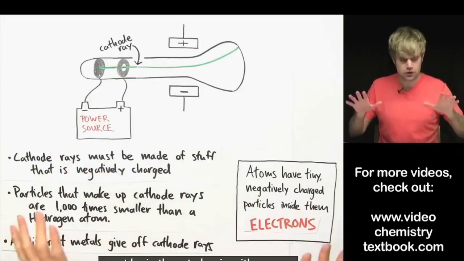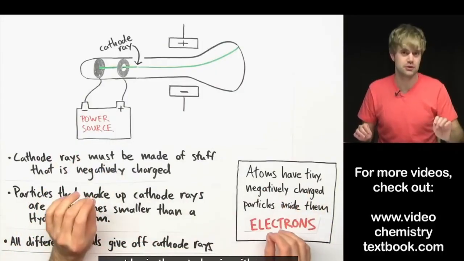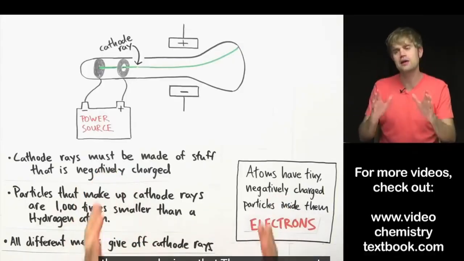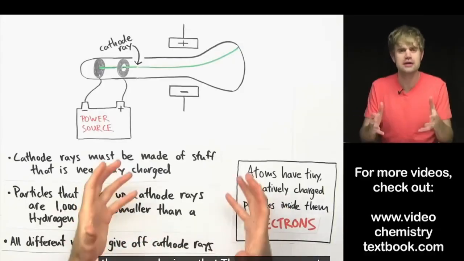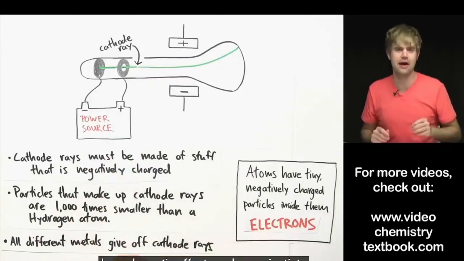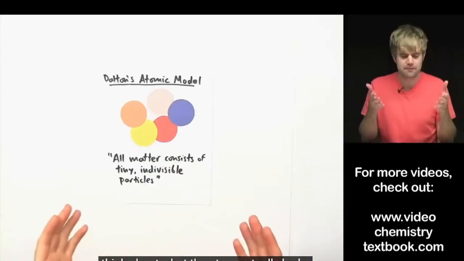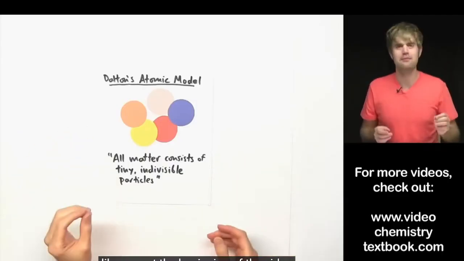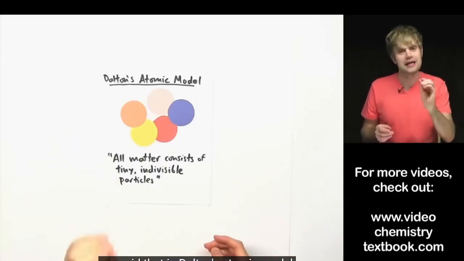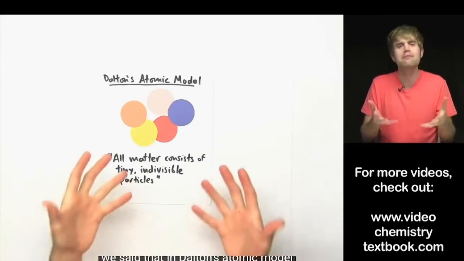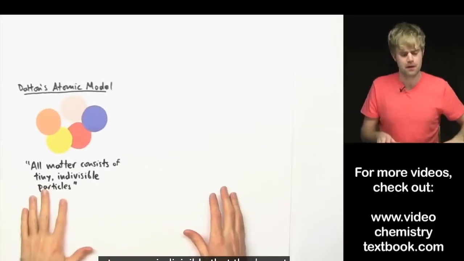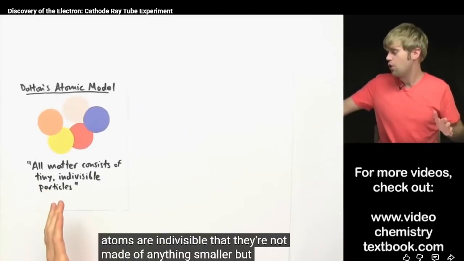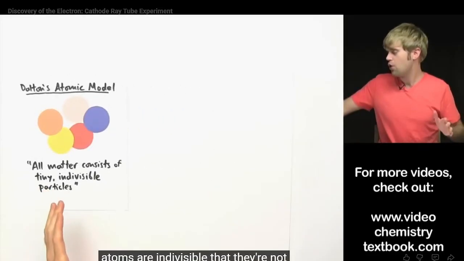Anyway, these conclusions that Thomson comes to have dramatic effects on how scientists think about what the atom actually looks like. Now, at the beginning of the video, we said that in Dalton's atomic model, atoms are indivisible, that they're not made of anything smaller. But so this is the first model of the atom.